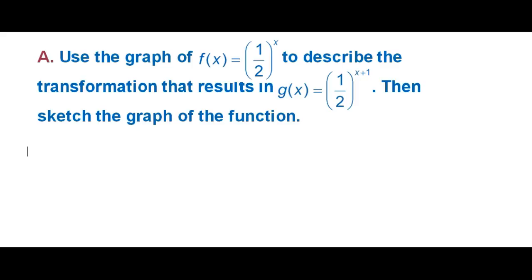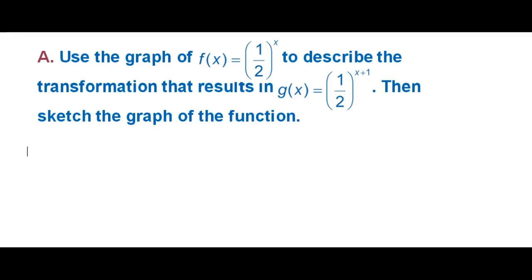In this tutorial, we're going to be looking at how to use transformations for exponential functions, and it's going to be very similar to what we did earlier when we transformed functions and also reflected them. So for this first one, we have the graph of f of x, which is 1/2 to the x power. The first transformation we're going to look at is g of x, which is 1/2 to the x plus first power, and we want to sketch this graph.